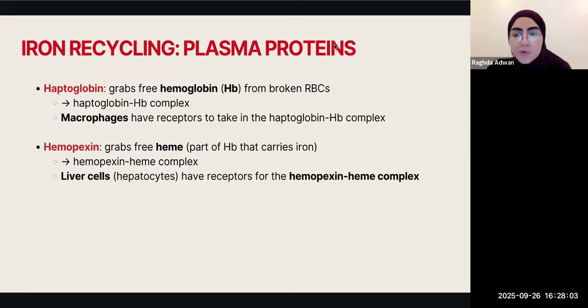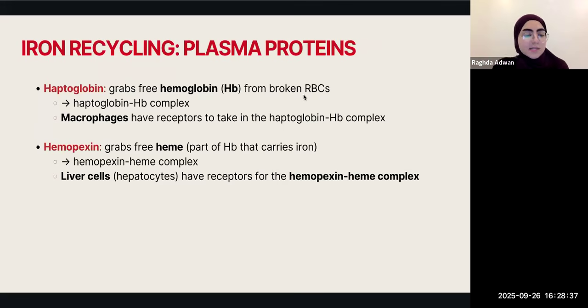Can you explain both proteins? Yes. There's haptoglobin and hemopexin. Haptoglobin binds hemoglobin. Just from the name, haptoglobin, hemoglobin, you can put them together. Haptoglobin binds hemoglobin, and this forms a complex which is taken up by macrophages because they have receptors for the haptoglobin-hemoglobin complex. Hemopexin, on the other hand, heme binds heme. Okay? Hemopexin binds heme. This forms a hemopexin-heme complex. This complex is recognized by liver cells and taken up by the liver.